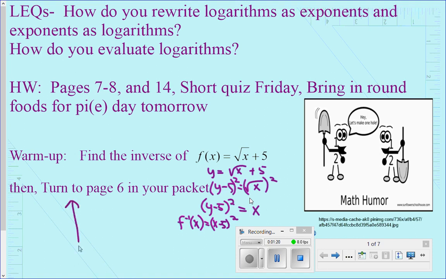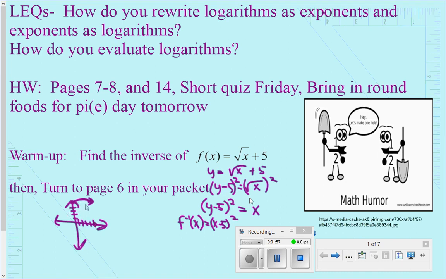So I'm going to think about the sketch here of the original. The square root of x, I know that's the positive part of a square root. So a parabola on its side, the positive half, and then up 5. So (0, 5) is the vertex of that graph, and then I know it's going to be the top half of the parabola on its side. So I know that's the original graph. If I take (0, 5) and flip it, I get (5, 0).